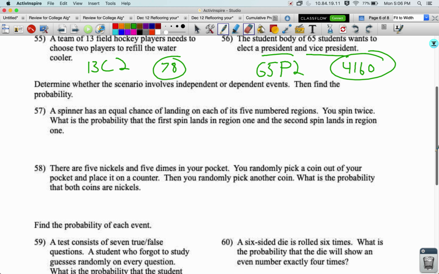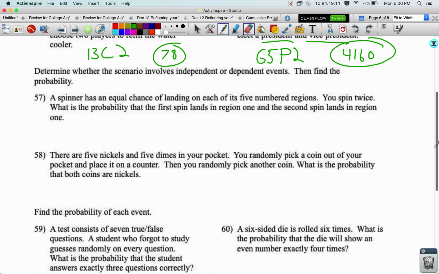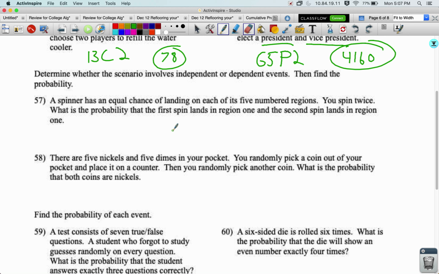Determine whether it's independent or dependent events, then find the probability. So a spinner has equal chance of landing on each of the 5 numbered regions. You spin twice. So will spin 1 affect spin 2? Well, not if it's a good spinner, so this is independent. And then what's the probability the first spin lands in region 1? So that's a 1/5 probability. And the second spin lands in region 1. That's another 1/5 probability. We multiply them together to get that it's a 1 in 25 chance of that happening.